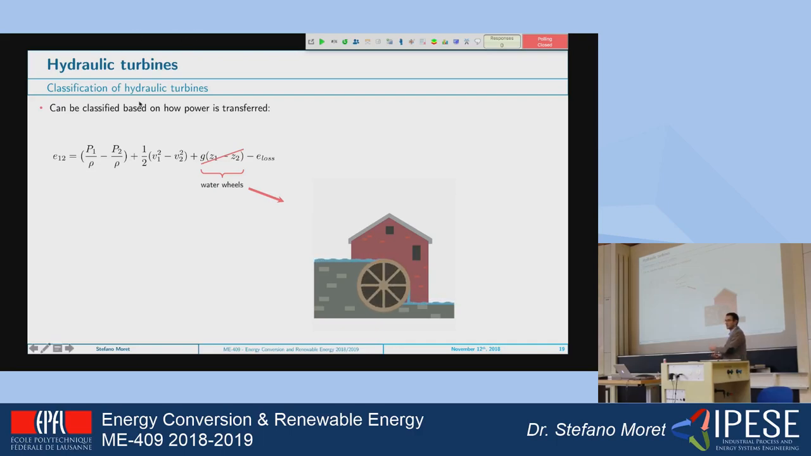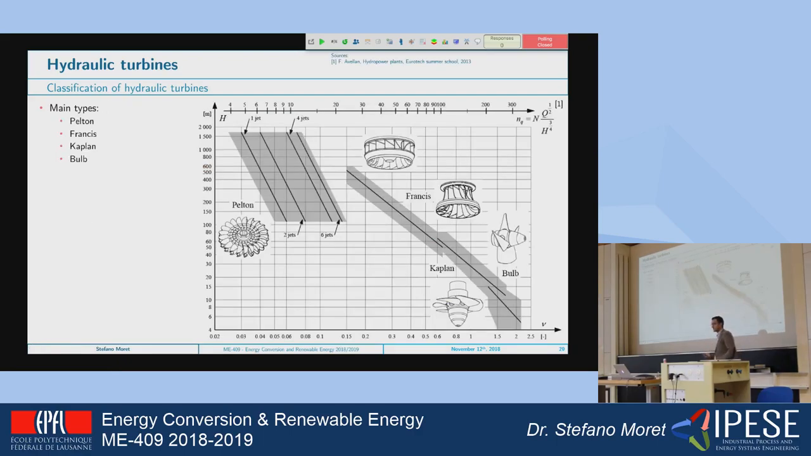We do not study this form of power because, of course, it's very low if we just look at the difference in height between before and after the water wheel. If we have a turbine that works only with speed difference, then we have what is called an impulse turbine. If it works only with pressure difference, we have a displacement turbine. If it works with a mixture of pressure and speed, then we have what is called a reaction turbine, okay? And this is a graph that shows how the main kinds of turbines, so Pelton, Francis, Kaplan, and Bulb, which are the four key types of turbines, can be selected based on size.